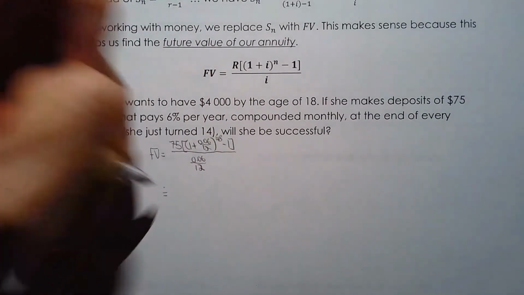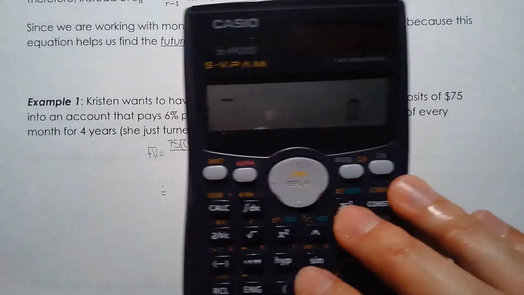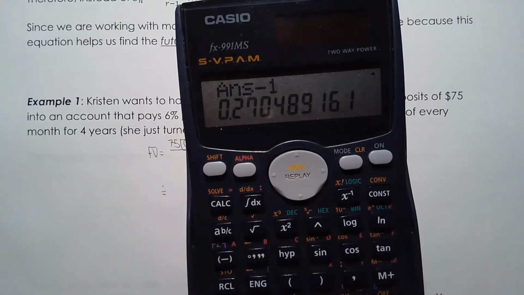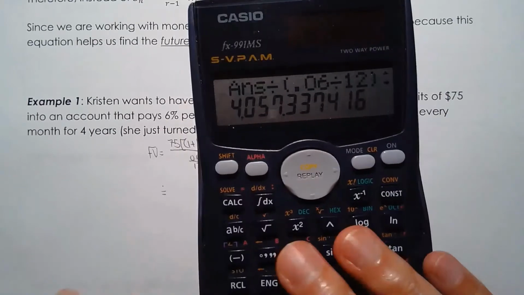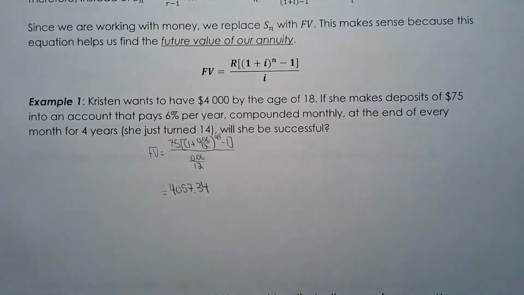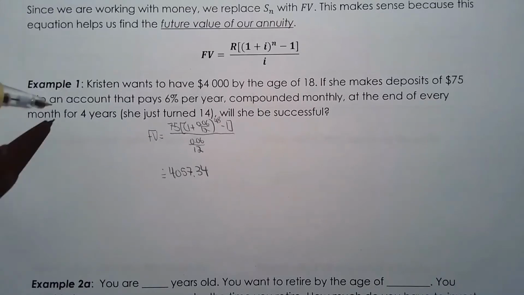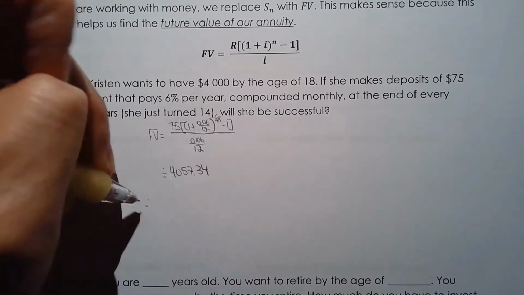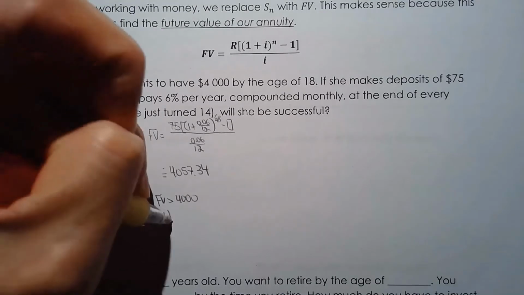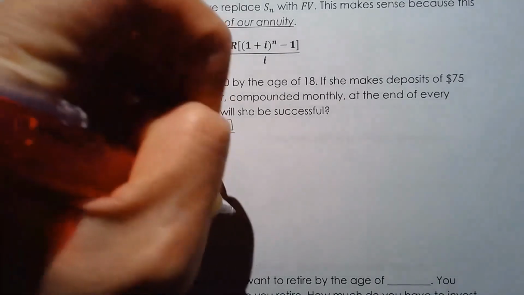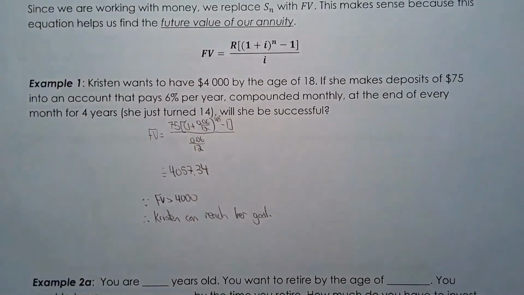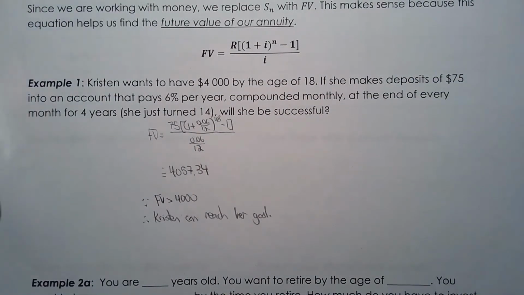And then just punch that in your calculator. There are different ways to do it, but I just follow BEDMAS. I go inside out. So perfect, $4,057.34. Was Kristen able to reach her goal? Since FV is greater than 4,000, Kristen can reach her goal. She's successful. So it's a good idea for her to put in money every single month.